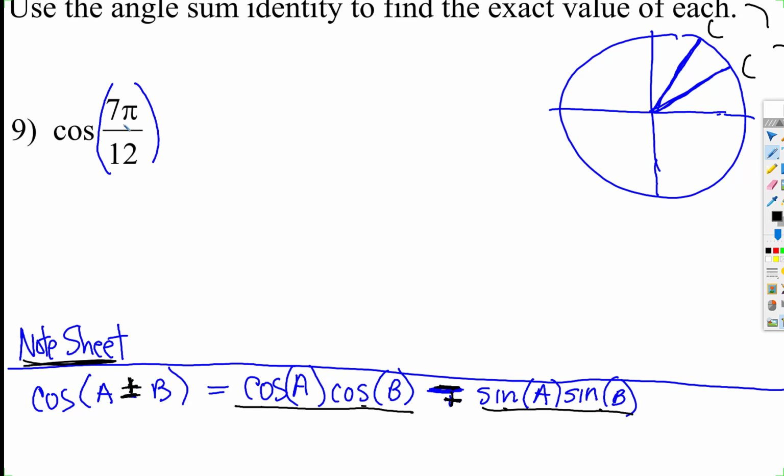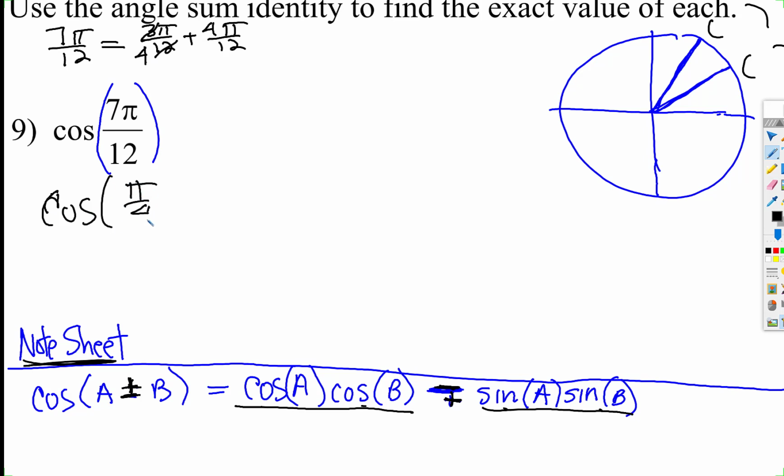So we have to get 7 pi over 12 broken down into two fractions that exist on the unit circle. Well, this should be pretty easy because 3 pi over 12 plus 4 pi over 12 both break down more. 3 goes into 3 once, 3 goes into 12 4 times, so that's pi fourths. So cosine, we have pi fourths, and then 4 goes into 4 once, 4 goes into 12 three times, so now we have pi thirds. Well, here's your A and your B.